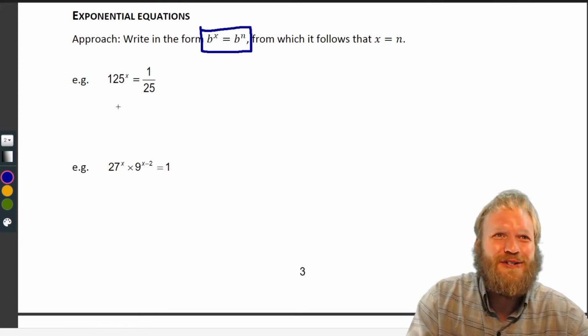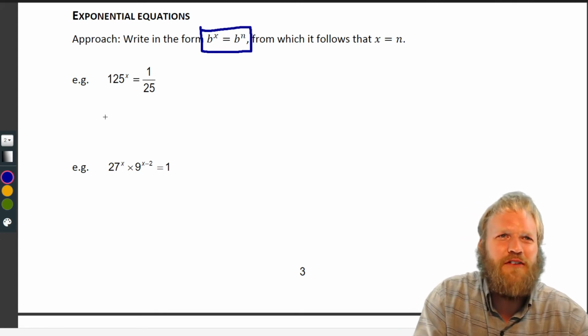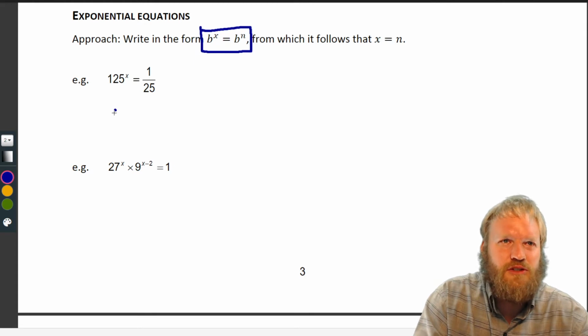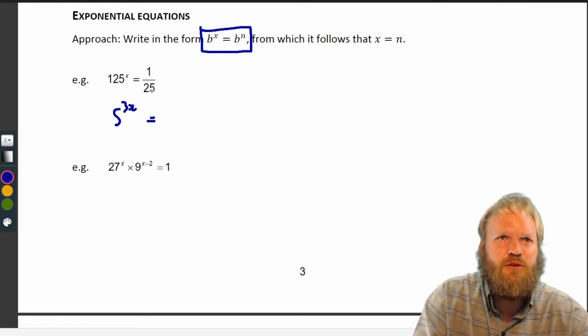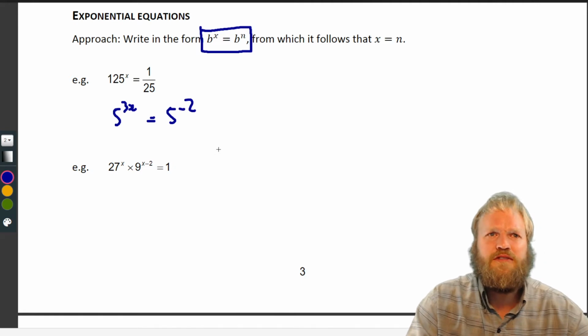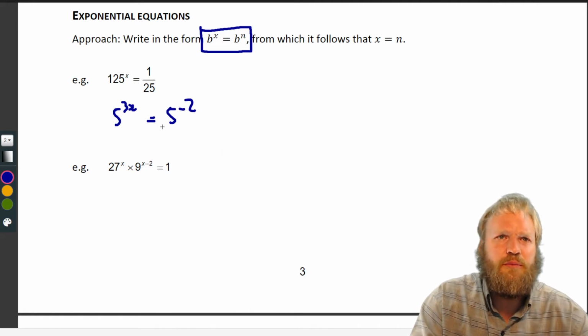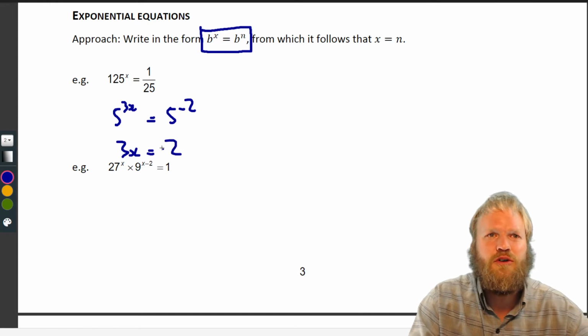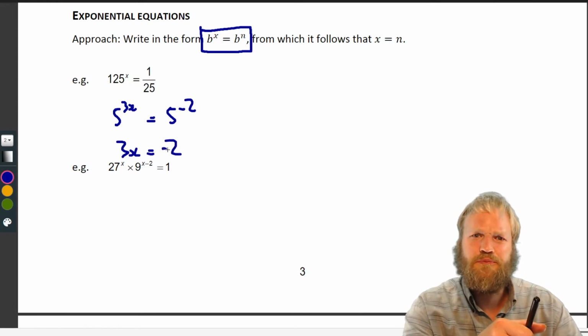Okay, excellent. So 125 to the x equals 1 over 25. So 125, we know what we're going to do, right? Well, we're going to prime factorize that. So that's 5 cubed, so that's 5 to the 3x equals, well, this is 5 squared, so that's 1 over 5 squared. But you know what? I can go straight there and go, that's 5 to the minus 2. Excellent. Well, bases are the same, therefore exponents are the same. So 3x equals minus 2. Pause, take a breather, and look at it.